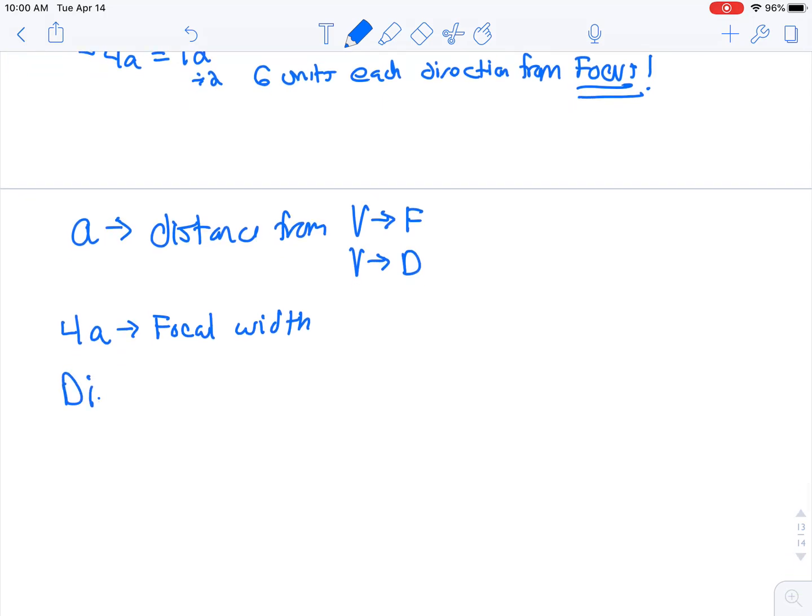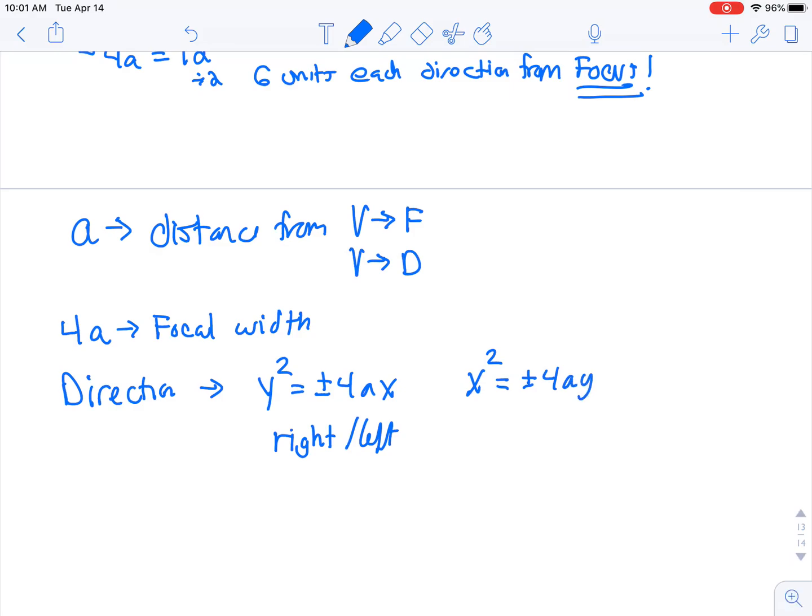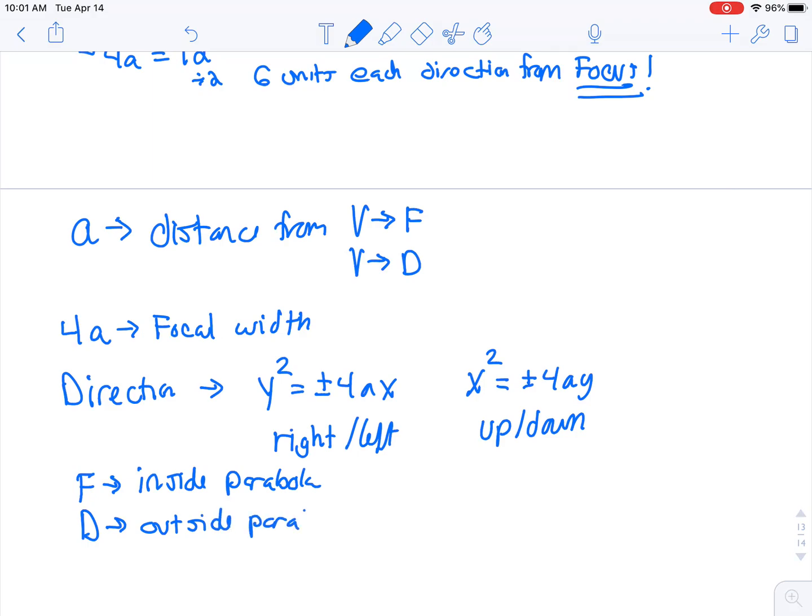We need to pay attention to direction. Equations that have a y squared and the 4ax are going to open either right or left. If your equation is x squared and 4ay, these are going to open either up or down. So always pay attention to that. Remember that your focus has to be inside your parabola, and your directrix has to be outside the parabola.